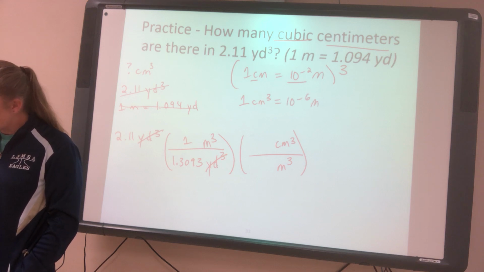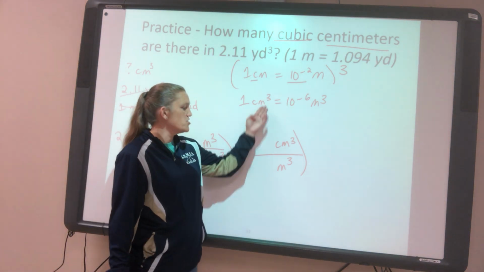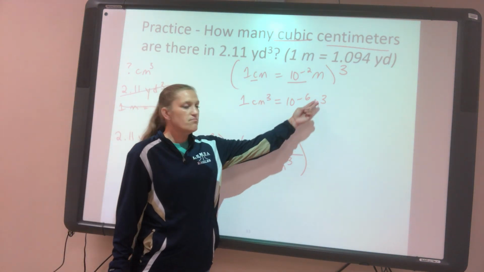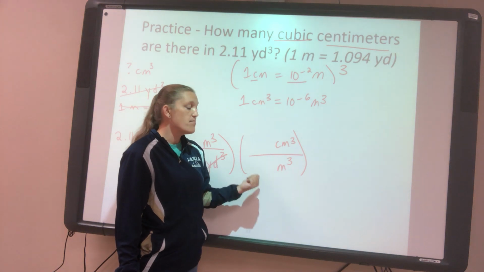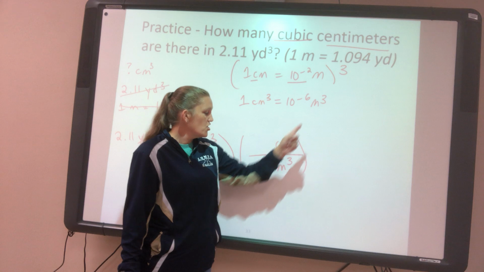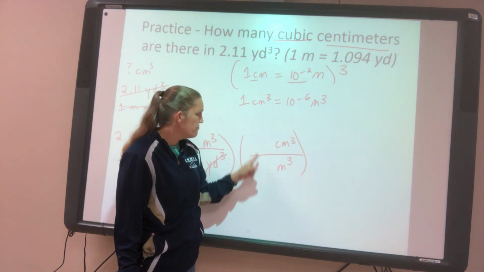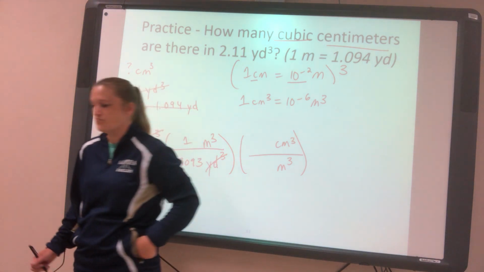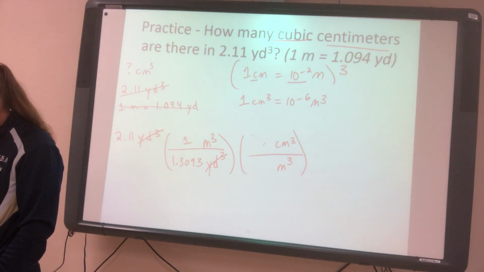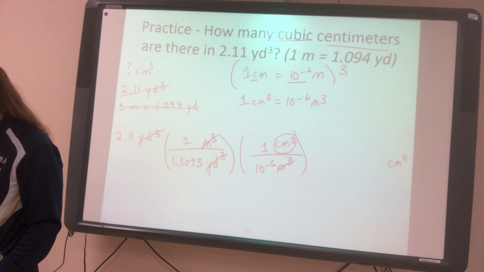And then meters cubed. So now my units match. Centimeters cubed, centimeters cubed. Meters cubed, meters cubed. So now they match. So this 10 to the negative 6 is with my meters cubed. So I have to find the meters cubed, and that's where it goes. So this is going to go on the bottom, 1 goes on the top. Now my meters cubed cancel. So the only thing I have left is centimeters cubed, which is what I wanted.